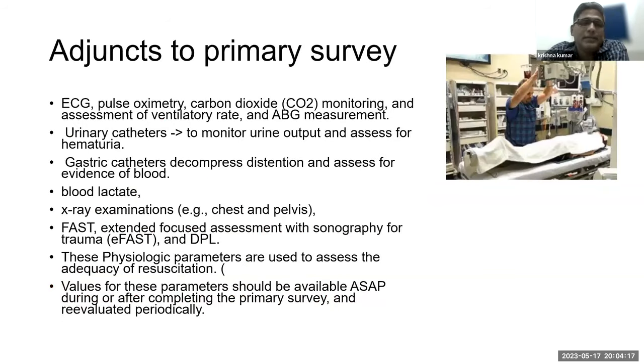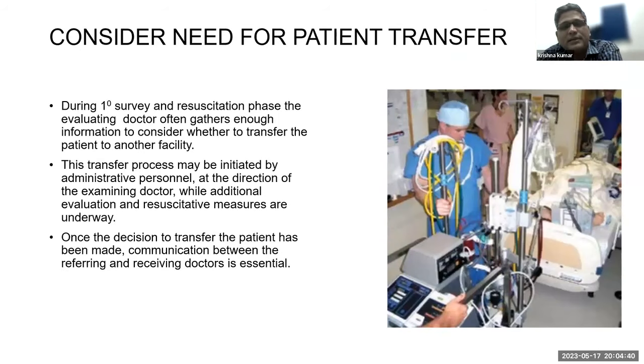Adjuncts to the primary survey: the ECG, SpO2, carbon dioxide monitoring, assessment of ventilator rate, ABG measurements, urinary catheter, and X-rays are important parts of the primary survey. The nasogastric tube, chest and pelvis X-rays, serum lactate measurement, and bedside FAST or E-FAST if required. And consider the need for patient transfer. Once stabilization is done, this patient needs to be transferred to a better trauma center for better care. Secondary survey follows.